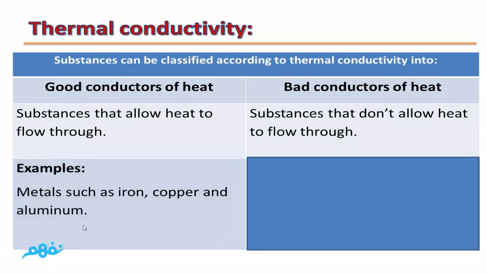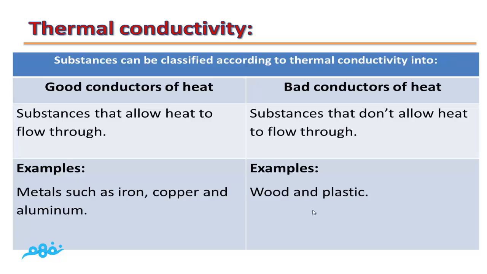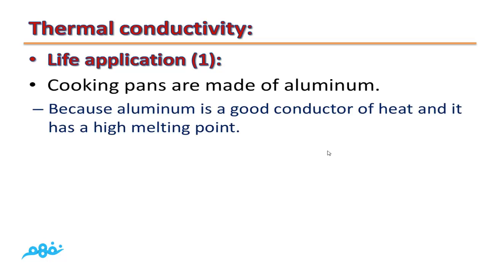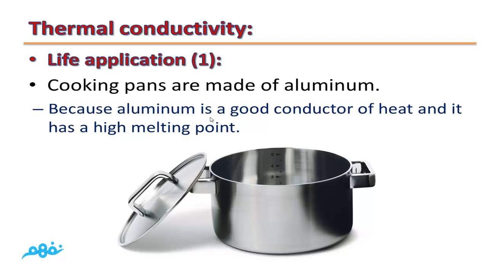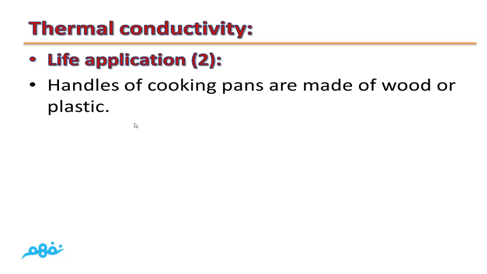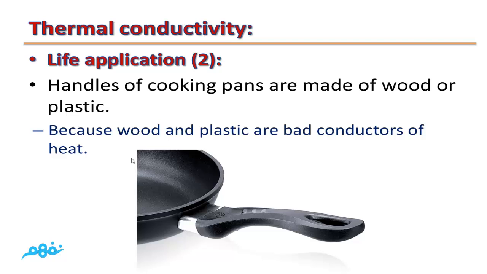Examples for good conductors: metals such as iron, copper, and aluminum. Bad conductors such as wood and plastic. Life application 1 for thermal conductivity: cooking pans are made of aluminum. This is because aluminum is a good conductor of heat. Also, it has a high melting point. Life application number 2: handles of cooking pans are made of wood or plastic. This is because wood and plastic are bad conductors of heat.